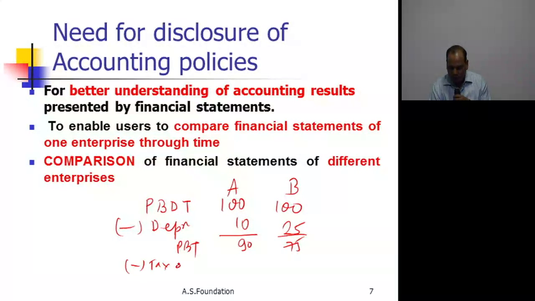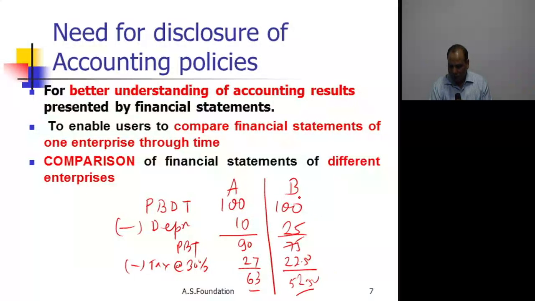Less tax at the rate of 30%: 27 and 22.5. So this company's profit after tax is 63. This company's profit after tax is 52.5. A person who does not know the difference in the accounting policy they have followed will prima facie jump to the conclusion that A is performing better than B. But the truth is something else.